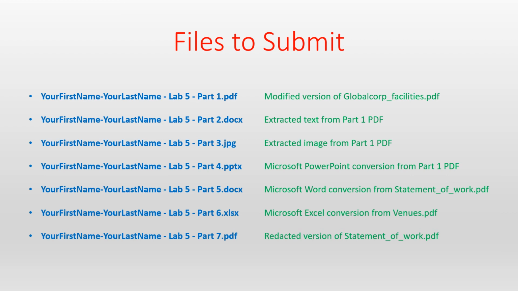Part 3 is extracted image, that is a JPEG. Part 4 is the PowerPoint conversion file, that's also from Part 1. Part 5 is a Microsoft Word conversion from statement of work.pdf. Part 6 is the venues.pdf Microsoft Excel conversion. So that's an XLSX file. And then finally, Part 7 is a PDF. Again, it's a modified version of the statement of work with the redacted words in them.